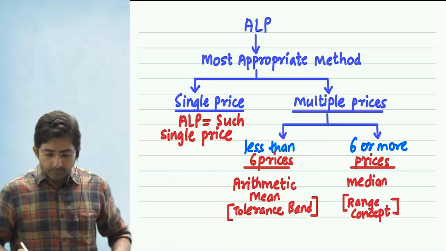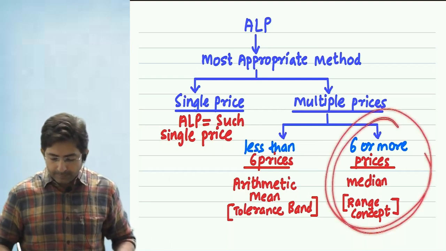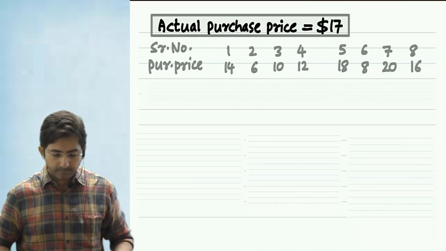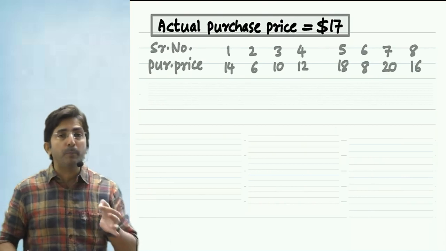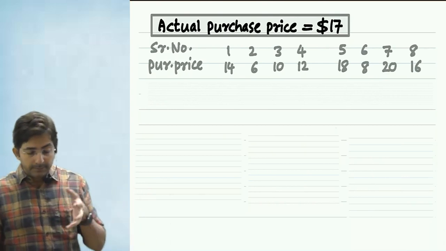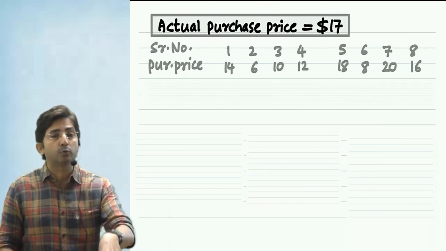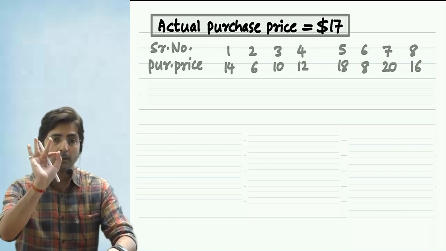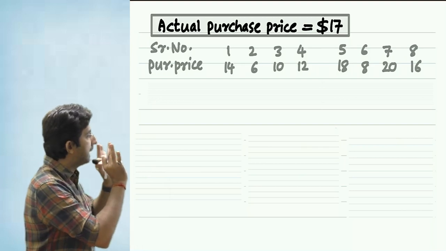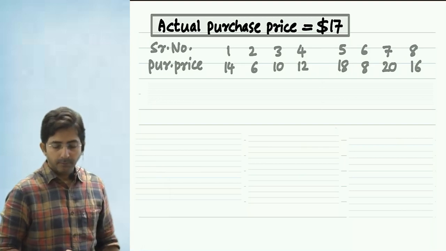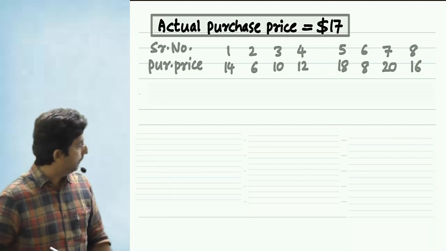So now see, for median, I have kept one example ready. Look at this. In this example, you will understand the concept of median. But this concept of median you have to use when there are 6 or more varieties. So do one thing. First understand the example properly. Because only if you understand this example, just wait.